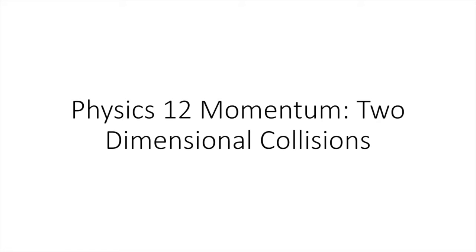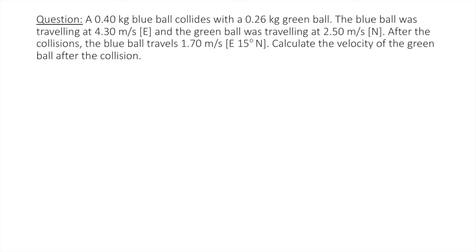I'll be explaining today how to solve momentum problems that involve two-dimensional collisions. For this question, you're asked to calculate the velocity of a green ball after it collides with a blue ball. You're told that the blue ball has a mass of 0.4 kilograms and is traveling at 4.3 meters per second east before the collision. You're told that the green ball has a mass of 0.26 kilograms and is traveling at 2.5 meters per second north before the collision.